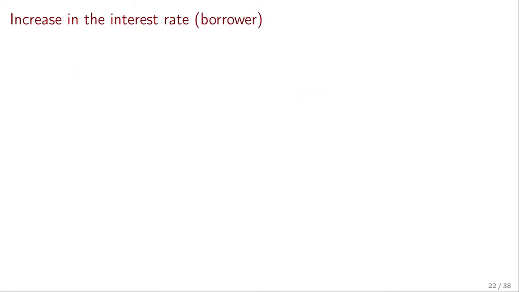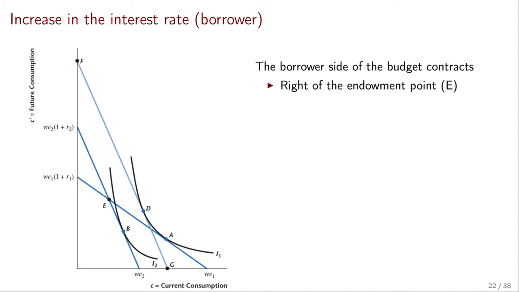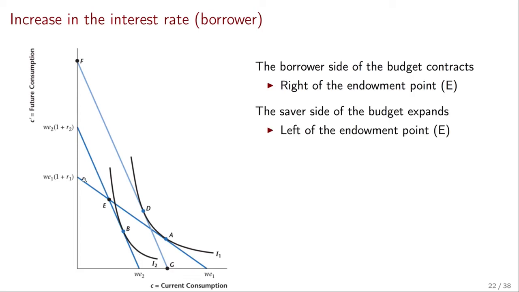Let's look at it in the case of a borrower. The graph you're going to see now is for an agent that starts as a borrower. And so the borrower side of the budget constraint, here is the endowment point. And so a borrower is going to be consuming above the endowment point, and a saver is going to be consuming below the endowment point. And we can see that with respect to the initial budget constraint, the new budget constraint contracts. You see it moves inwards for the borrower, but it moves outwards for the saver.